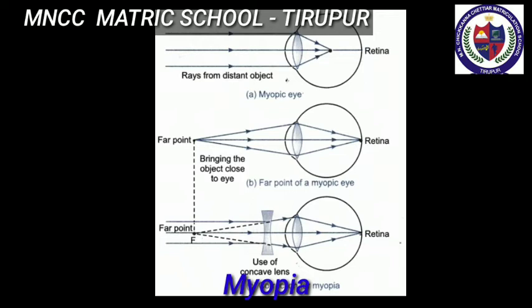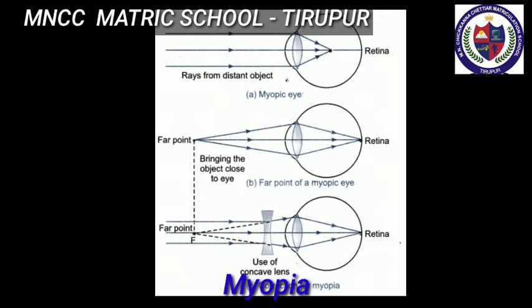A normal human eye can clearly see all the objects placed between 25 cm and infinity. But for some people, the eye loses its power of accommodation. This could happen due to many reasons including aging. Hence, their vision becomes defective. Let us discuss some of the common defects of human eye.